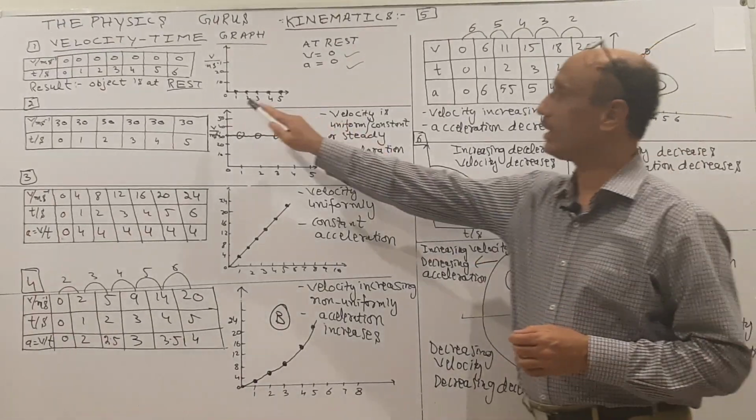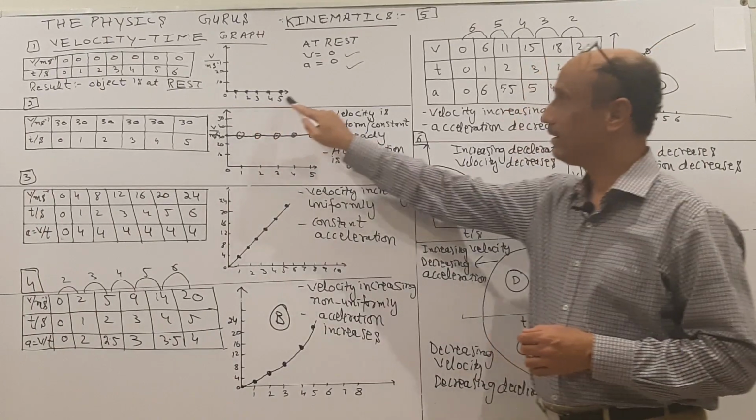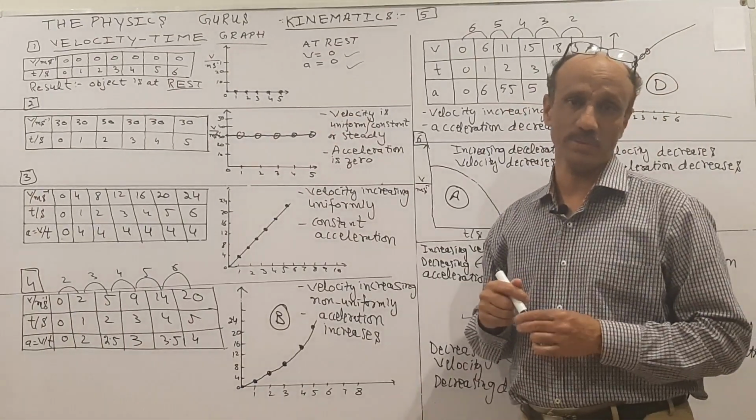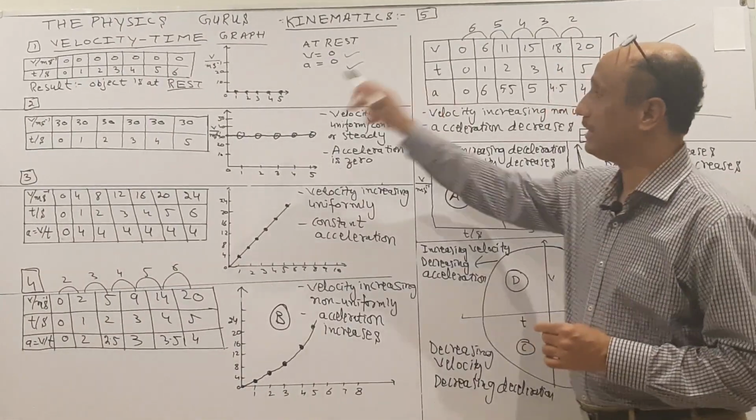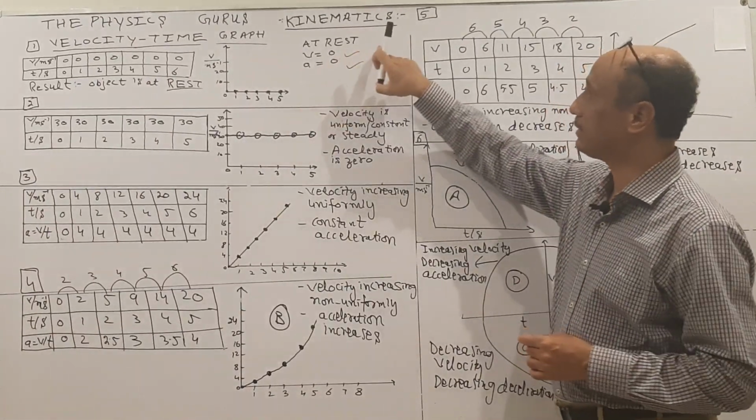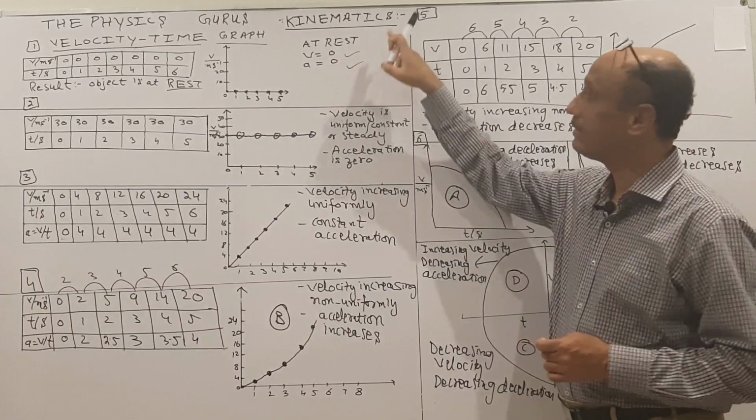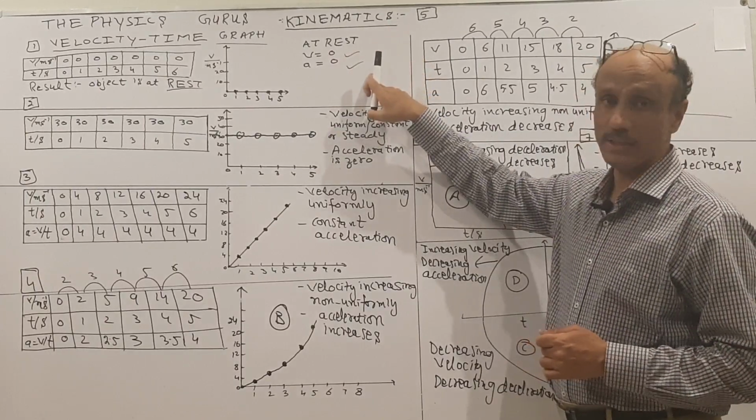So if I draw the graph, I will get a straight line which is on the x-axis, on the time axis. So whenever we get this graph, we will get two parameters related with this graph. The velocity is 0 and acceleration is 0.